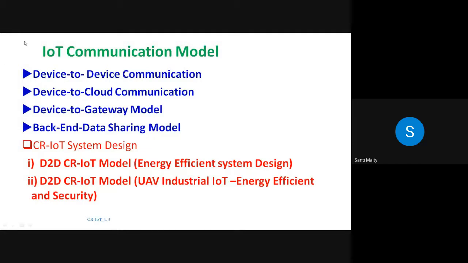Now, I will be talking from the perspective of system design, the CR-IoT system, the D2D CR-IoT model, focusing on energy efficient system design. I mean there would be provisioning of energy harvesting for IoT nodes or IoT devices, Internet of Things devices. And in the second model, I'll be talking about the security aspects, how in a typical application of unmanned aerial vehicles or industrial IoT, cognitive radio systems will provide protection against eavesdropping through friendly jamming. So the security aspect will be the second system model. I am not going into the details of our work, it is our research group's work.